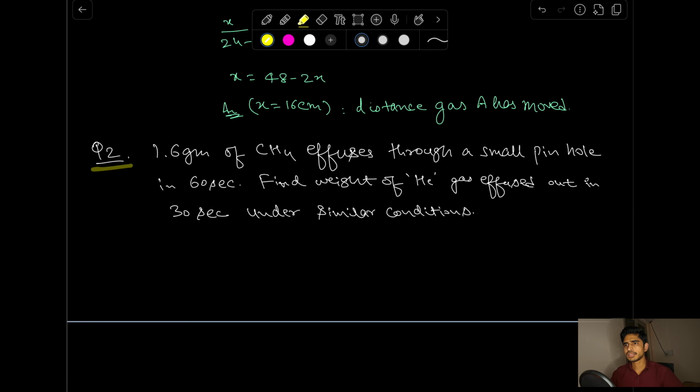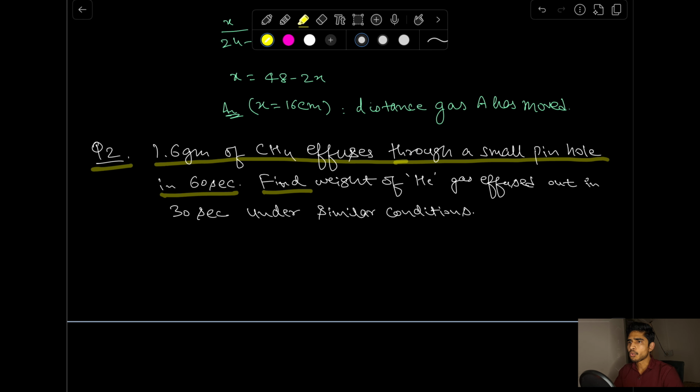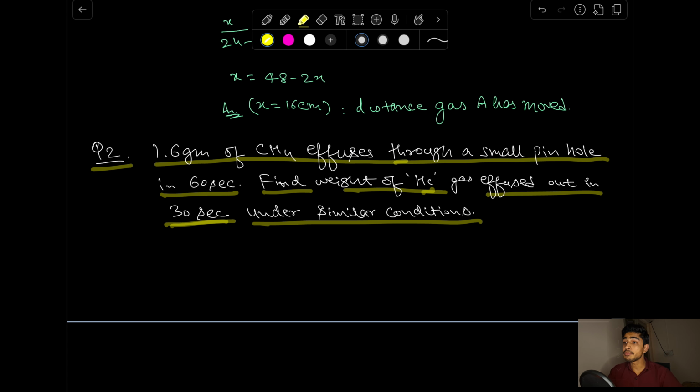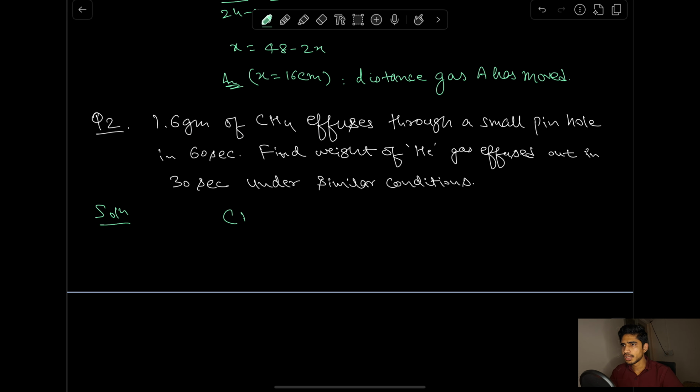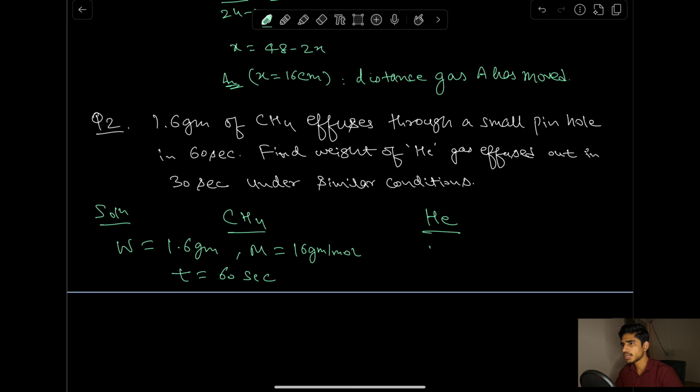So now we'll solve another problem. 1.6 gram of CH4 effuses through a small pinhole in 60 seconds. Find the weight of He gas effused out in 30 seconds under similar conditions. This is an important point to note here, that pressure and temperature remain the same. We have two gases, CH4 and helium. 1.6 gram of CH4 weight is given. Molar mass for this gas is 16 gram per mole. You can calculate it very easily. Time given is 60 seconds. For helium, we have to calculate the weight effused out. Molar mass we know, 4 gram per mole. Time given here is 30 seconds.